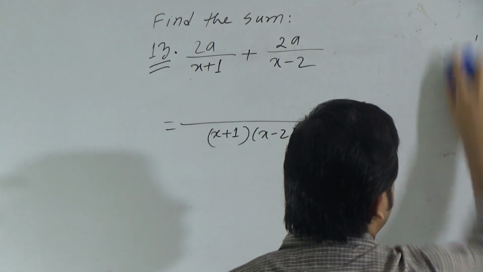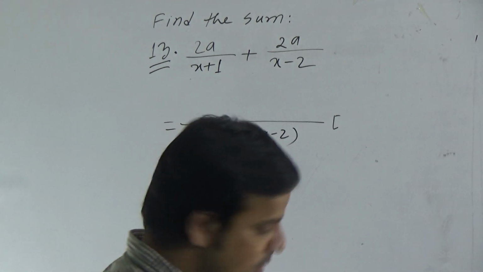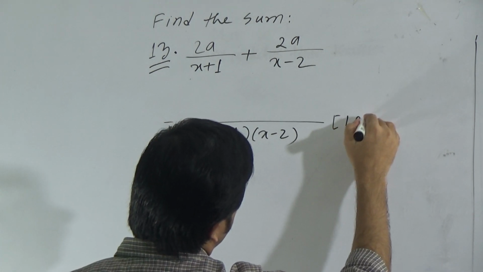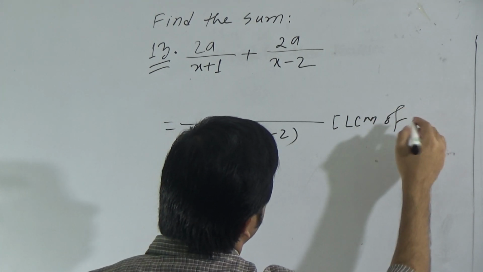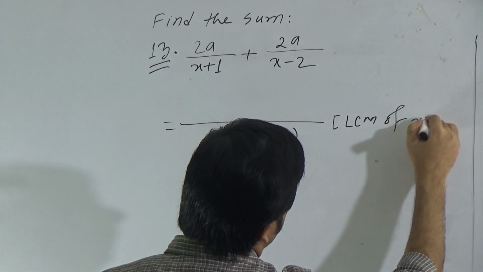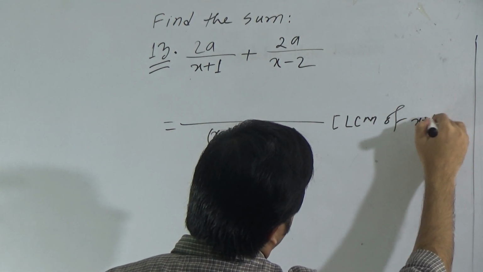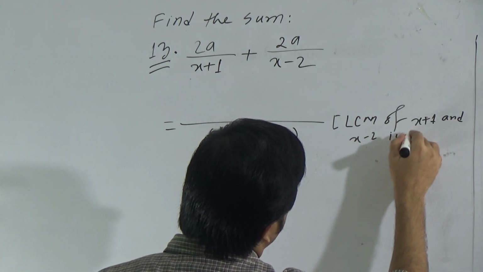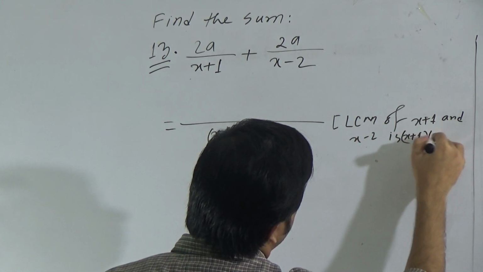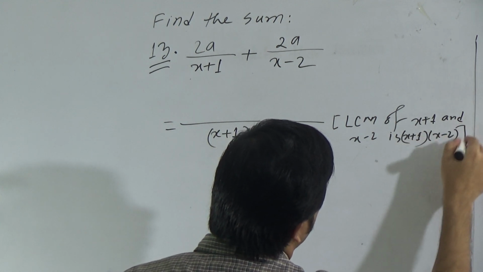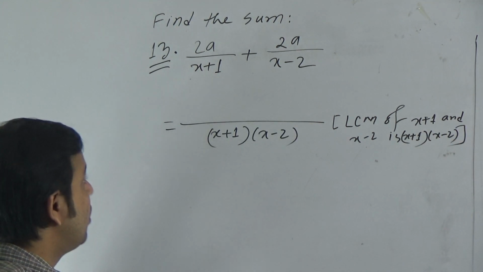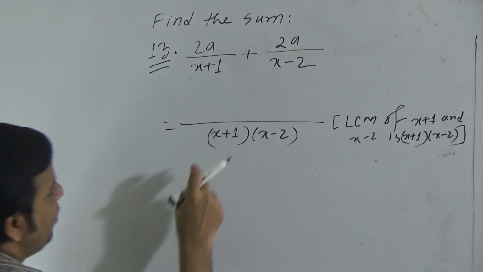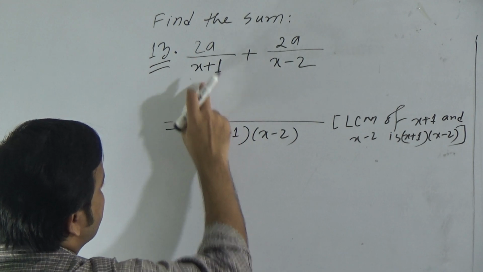That means LCM of x plus 1 and x minus 2 is x plus 1 into x minus 2, as there is no common factor. So LCM will be their product. Okay, now we have to divide the LCM by each denominator.